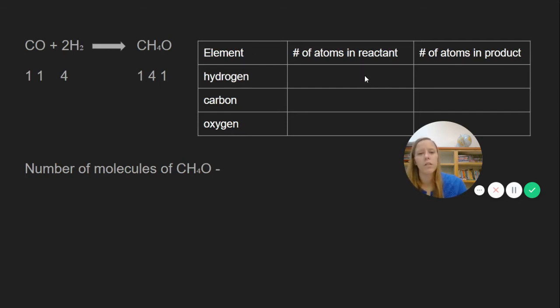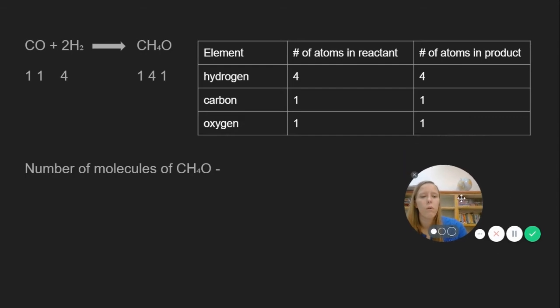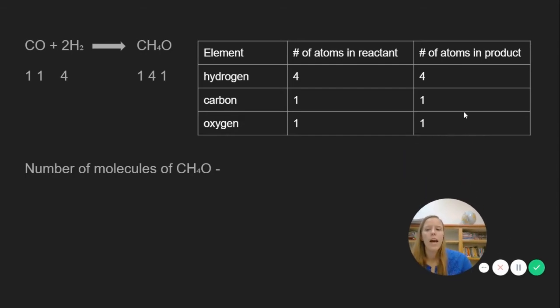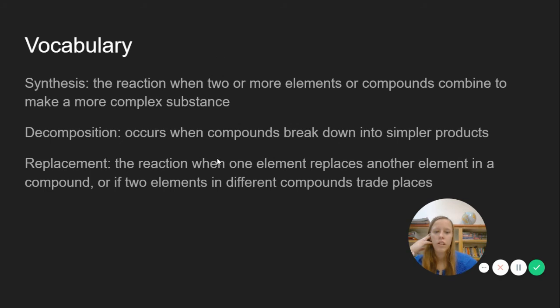So now how many atoms are in a reactant? Well, there's 4 hydrogen atoms, 1 carbon, 1 oxygen. How many in the product? 4, 1, and 1. How many molecules of CH4O did we make? 1. Because there is no number in front of it. There would be a 2 there, and it would all be balanced, then we would have made 2 molecules of CH4O. Okay? So let's look at our vocabulary.